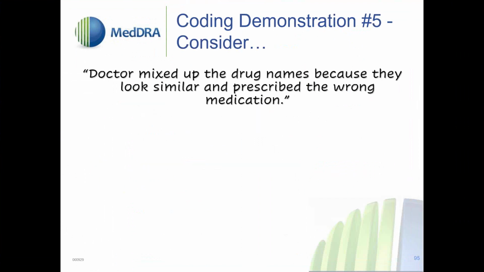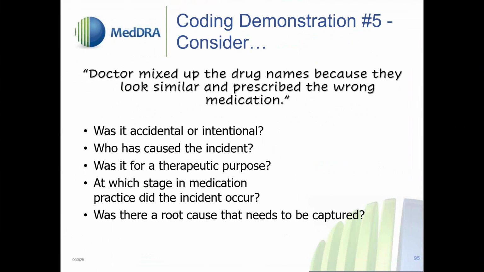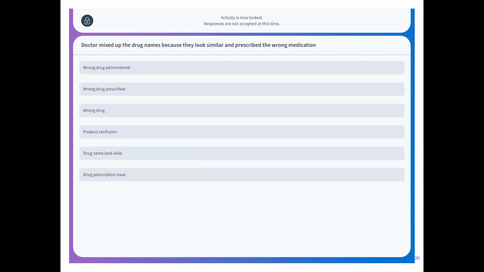So let me continue with the last demonstration. Here we have a different scenario. Doctor mixed up the drug names because they look similar and prescribed the wrong medication. So was it accidental or intentional? He mixed up the drug names, so it was accidental. Who has caused the incident? The HCP, the doctor. Was it in the framework of therapeutic use? Yes, it was. At which stage in medication practice did the incident occur? Prescription stage. And here we have a root cause that was reported for this incident.